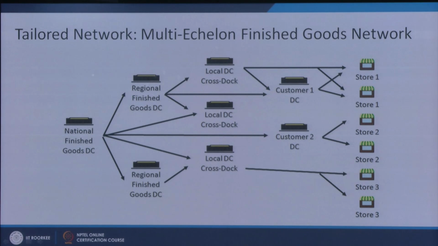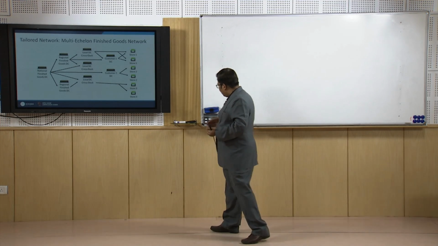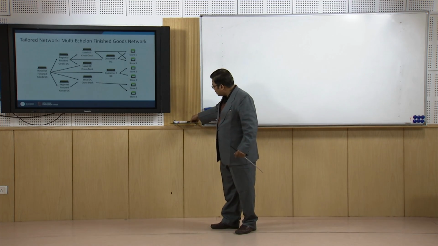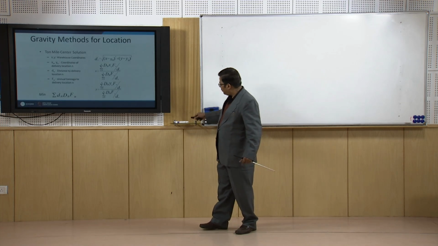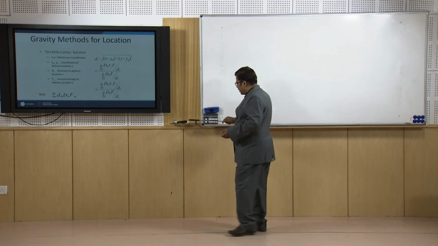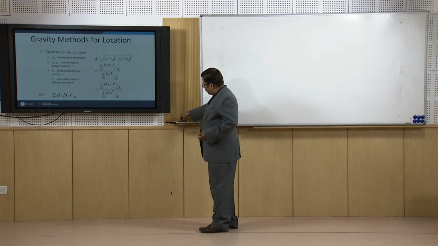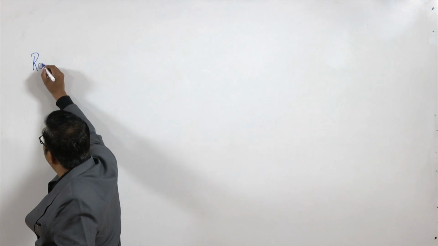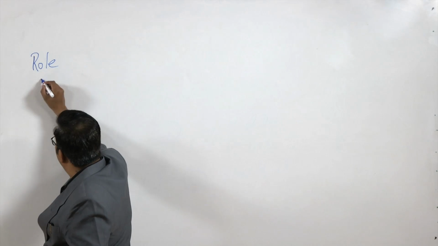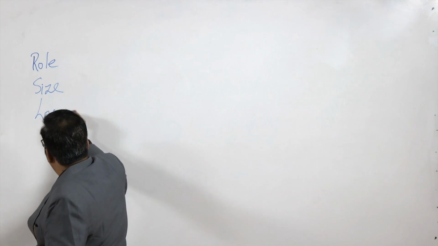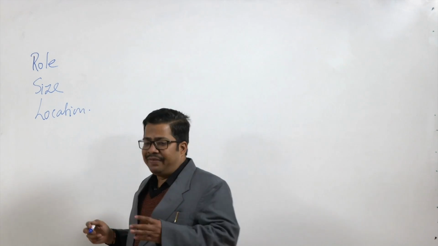So this is a type of arrangement we are following in modern supply chain networks. Now, as discussed in the previous session, we will discuss some of the methods for developing the location of these facilities. We discussed that we need to have three particular aspects: one is related to the role of the facilities, the second is related to size, and the third is related to location, where to locate the facility.